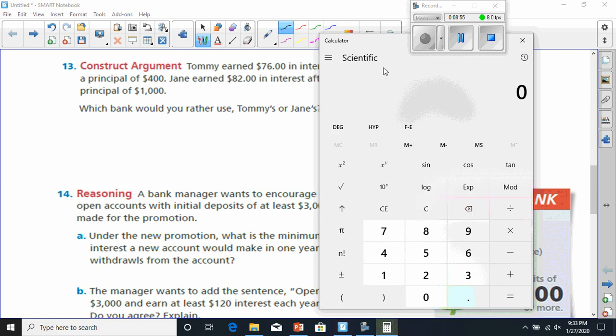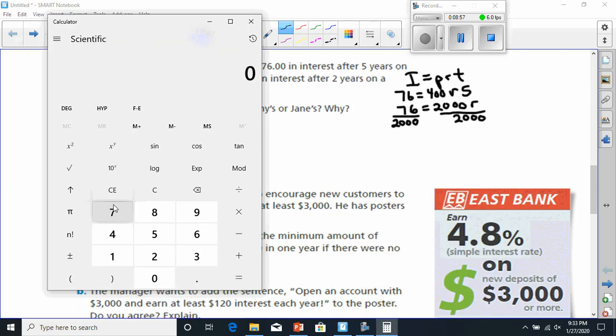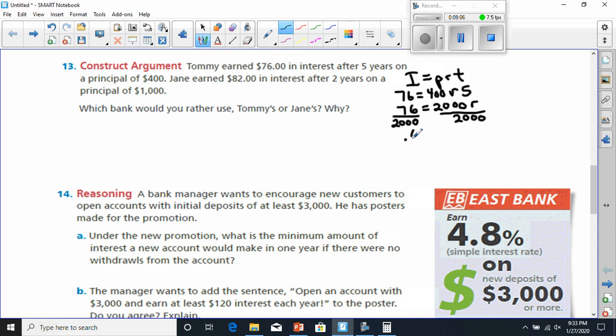And if I take 76 and divide it by 2,000, that gives me 0.038. Now we have to remember to turn this into a percent, we've got to move our decimal over twice. And that means the interest rate is 3.8%. All right, now we know how much Tommy earned in interest. So this was Tommy.